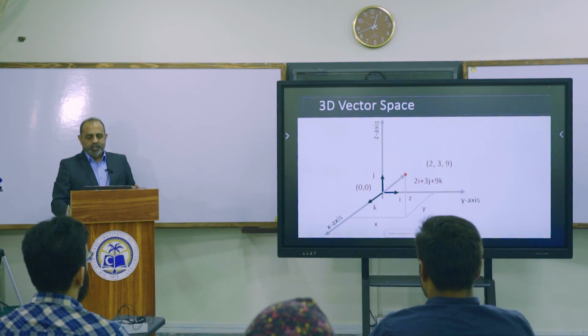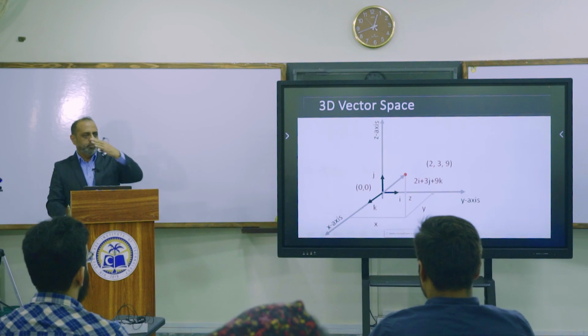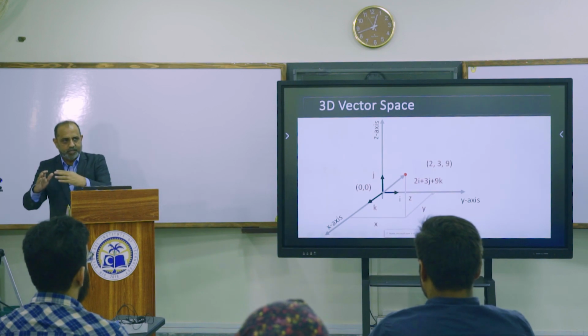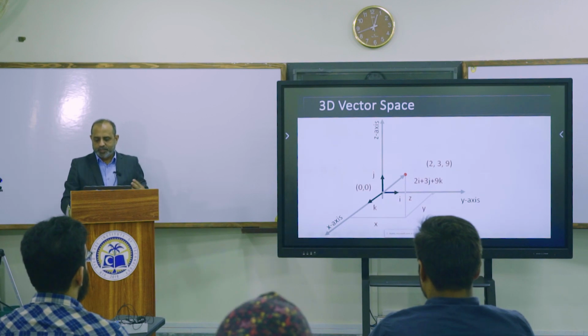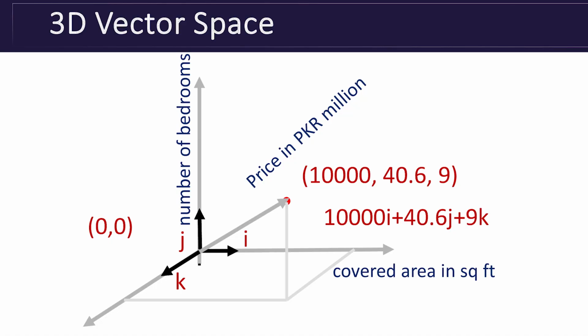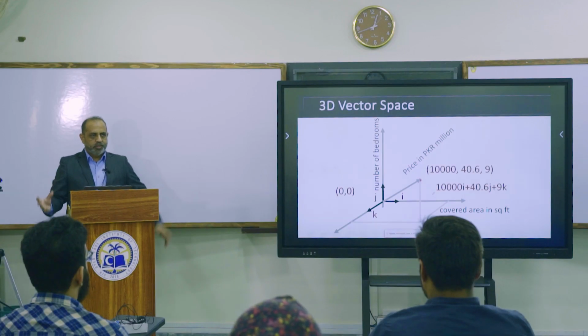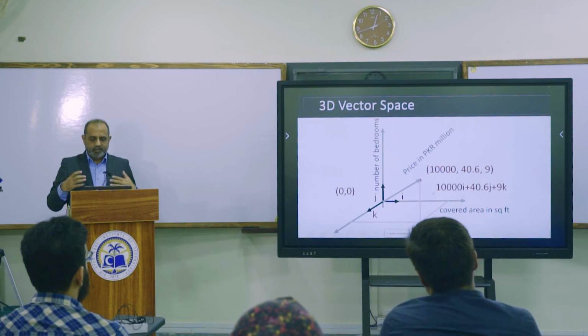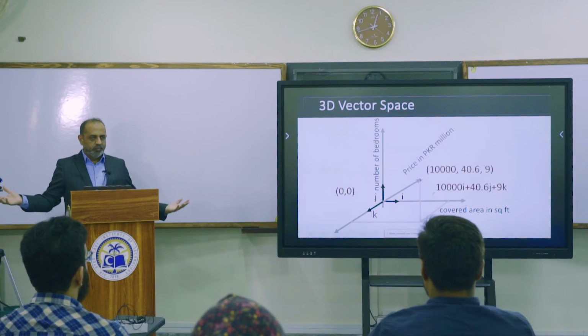For example, you can reach that point as a vector, which will move in the X direction, then in the Y direction, then in the Z direction, and you become that point in the space. For example, the one which we took earlier was the house prices, and we saw that there were maybe three features. One is the covered area, the other is the number of bedrooms, and the third is the price in PKR. So you have a humongous amount of data, your house is one of these, and every house becomes a point in this three-dimensional space. So we say this is a 3D vector space.